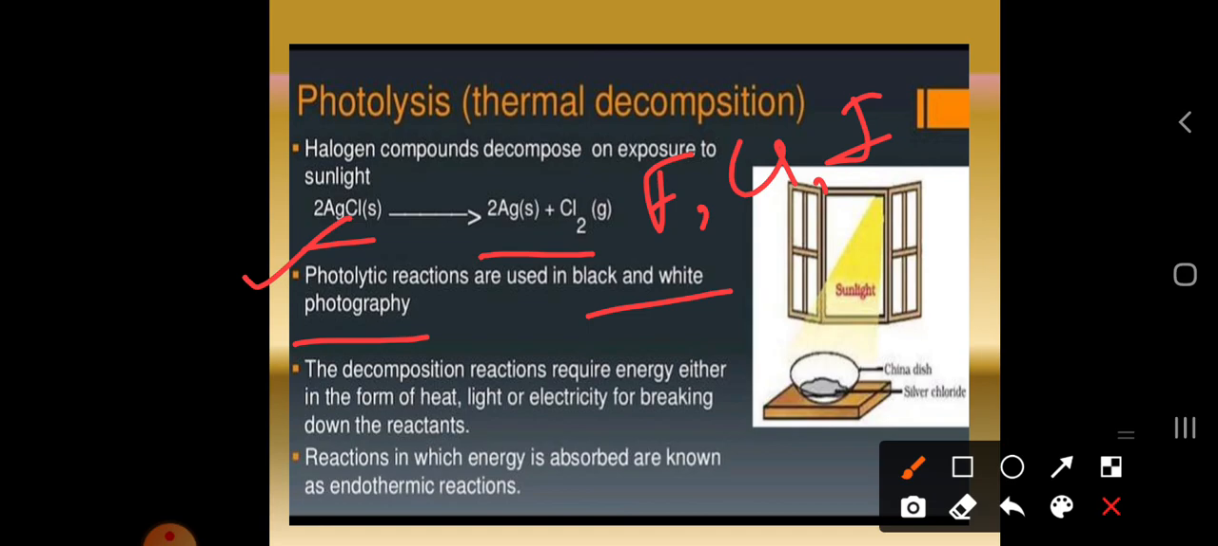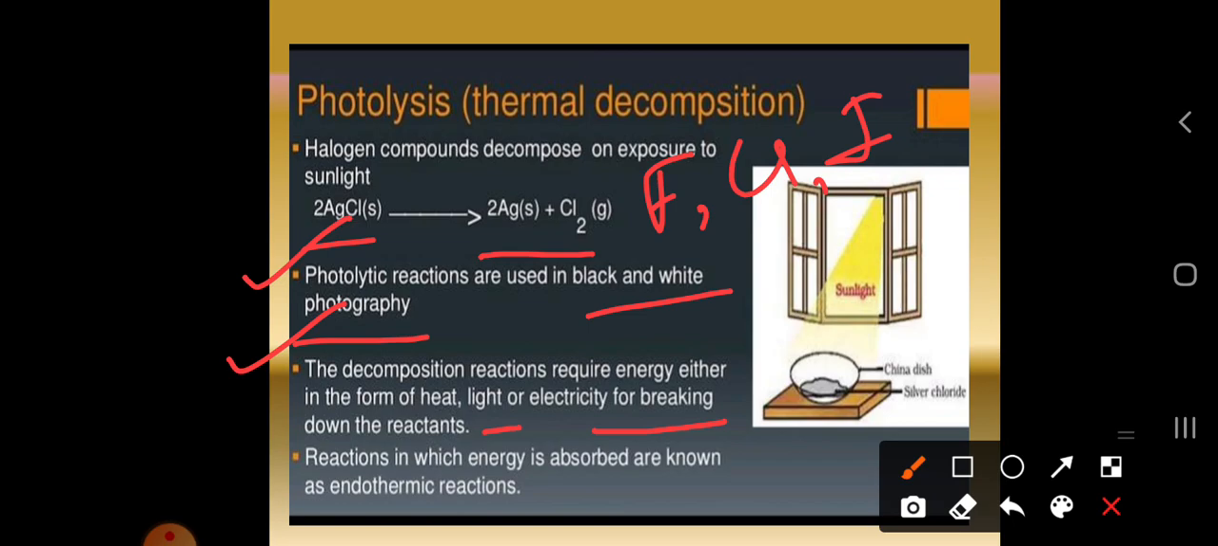So dear students, when we are learning about reactions, you must know the applications. It can be asked for 1 mark or 2 marks in the examination. So where are we using the photolytic reaction? We are using it in black and white photography. The decomposition reaction requires energy either in the form of heat, light or electricity for breaking down the reactants. When we use heat for breaking down the bonds, it is called thermal decomposition.